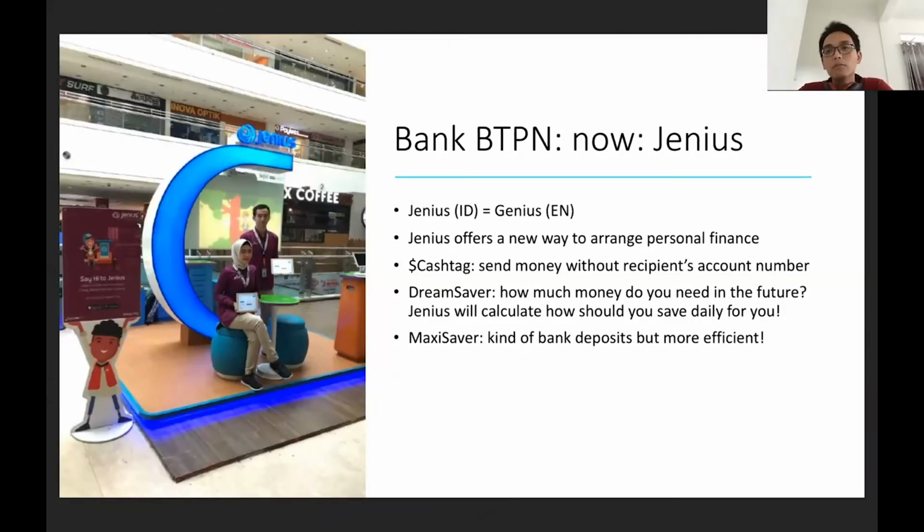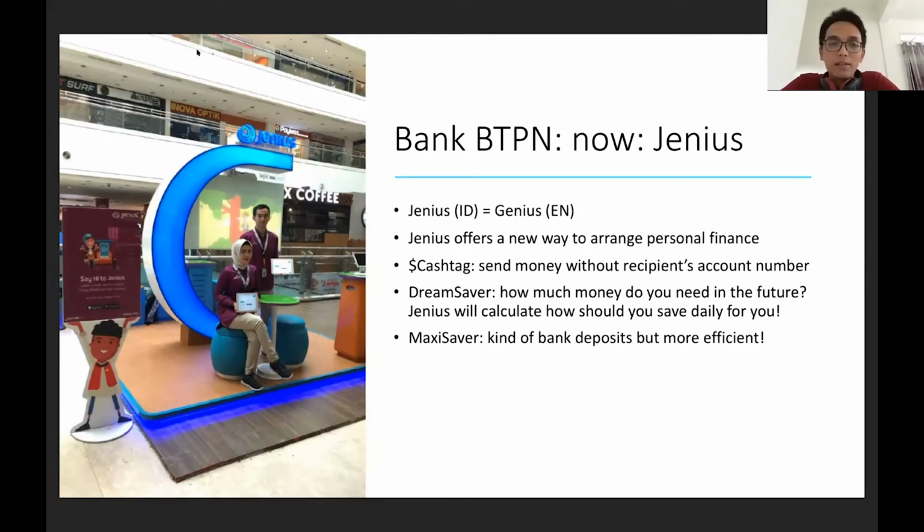And now BTPN has a product, the name is Genius. Genius is Indonesian, but in English it's Genius. So it's only different between G and Z, but the meaning is similar. So Genius is not just a banking product, but like an assistant in your smartphone that offers a new way to arrange your personal finance.